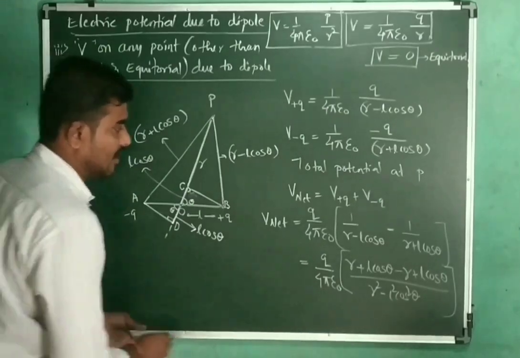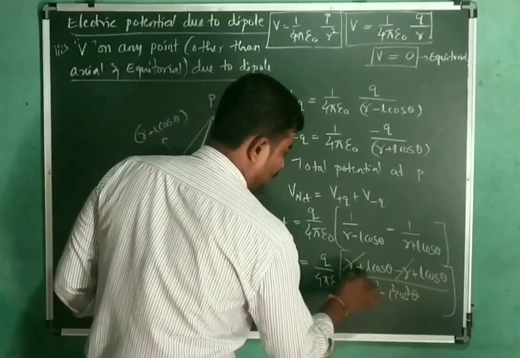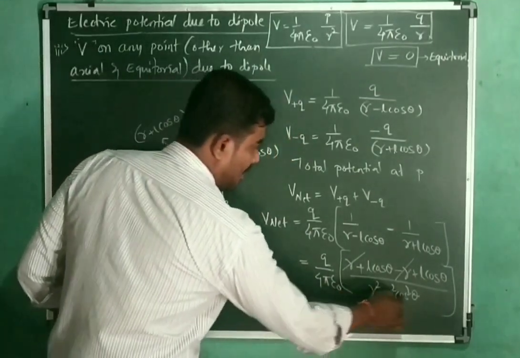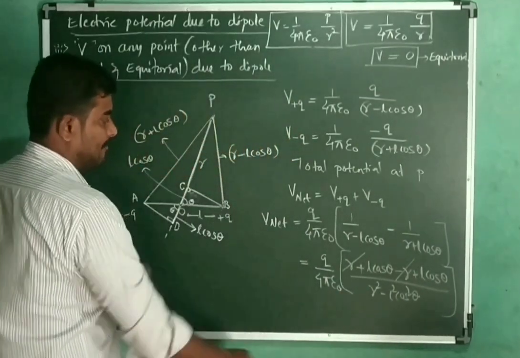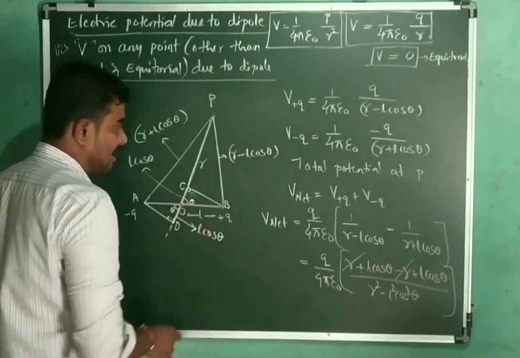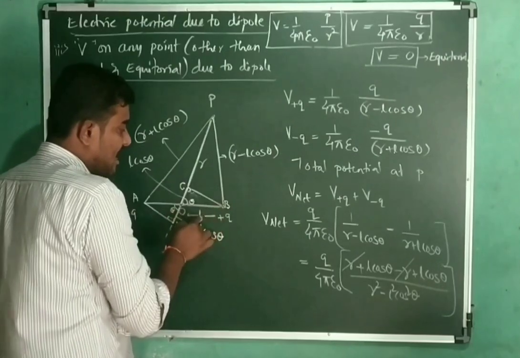And as you can observe here, R is cancelled. What is remaining? L cos theta. L cos theta is, it is 2L cos theta, and R square minus L square cos square theta is there. As you compare L and R, R is going to be larger than L.